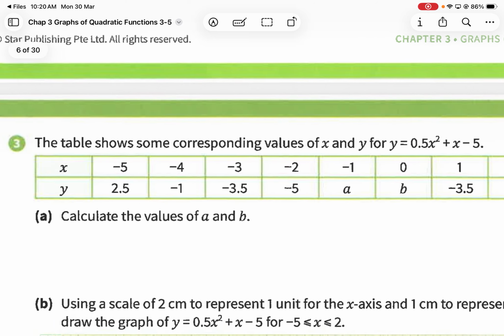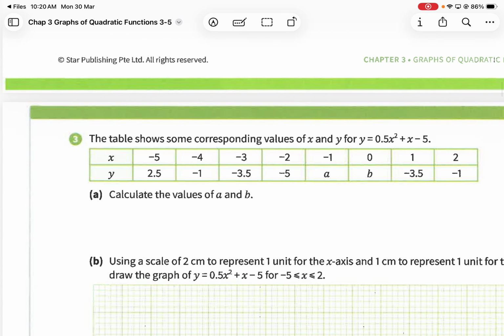Okay, go back. Try to fill in A and B. Find out A and B. Your homework is finding out A and B. Then tomorrow we go through how to draw your axis.